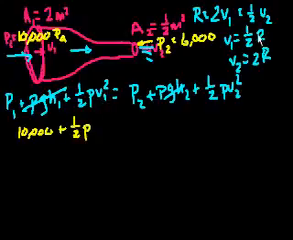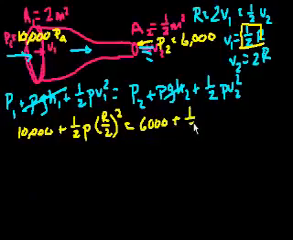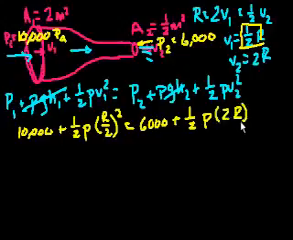Well, what's v1? That's R over 2. We figured that out up here. So 1/2 rho times (R over 2) squared is equal to P2. Well, that's 6,000 pascals plus 1/2 rho times v2 squared. We figured out v2 is 2R, so (2R) squared. Let's just do some simplification.